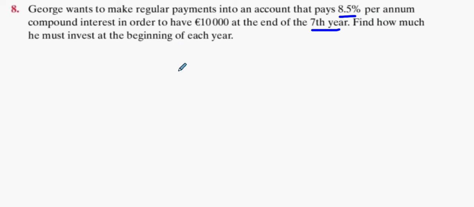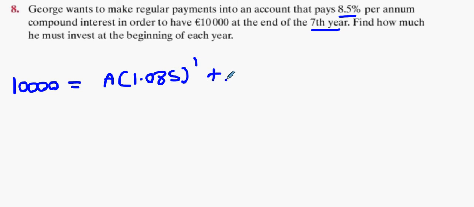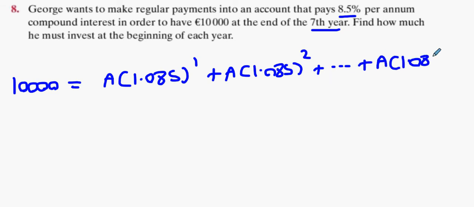Okay, your 10 grand needs to be equal to, just call it A, will we? Our last investment will be there for how long? Last investment is there for 1 year. Second last investment is there for 2 years. And finally our initial investment is there for how long? It's there for 7 full years, isn't it?